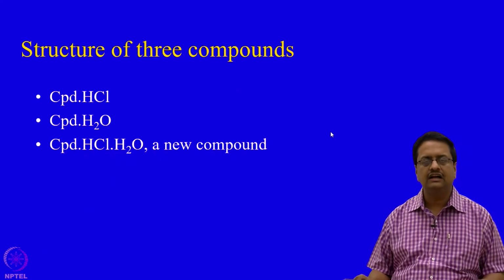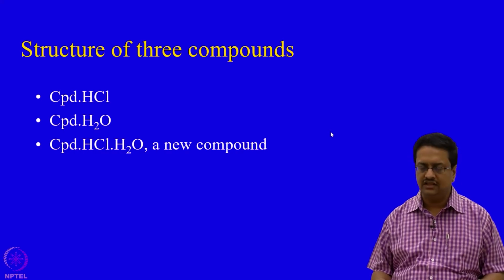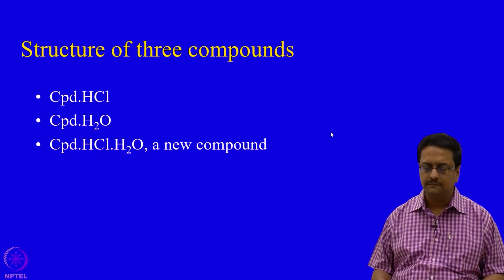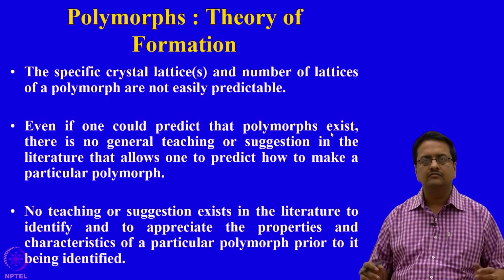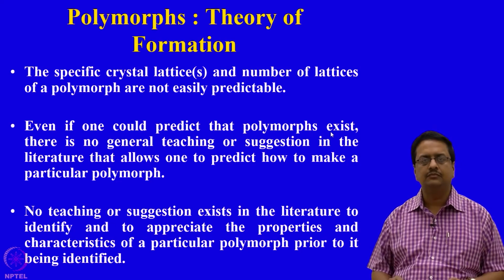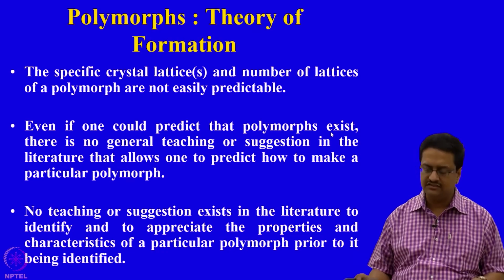So, suppose we have a particular compound with hydrochloride, HCl, as a co-former. A compound can crystallize with a water molecule, and a compound can crystallize with both HCl and water. So, then this becomes a new compound and not a polymorph. So, polymorph generation is a very important phenomenon in the pharmaceutical industry and in general in the crystal engineering community.